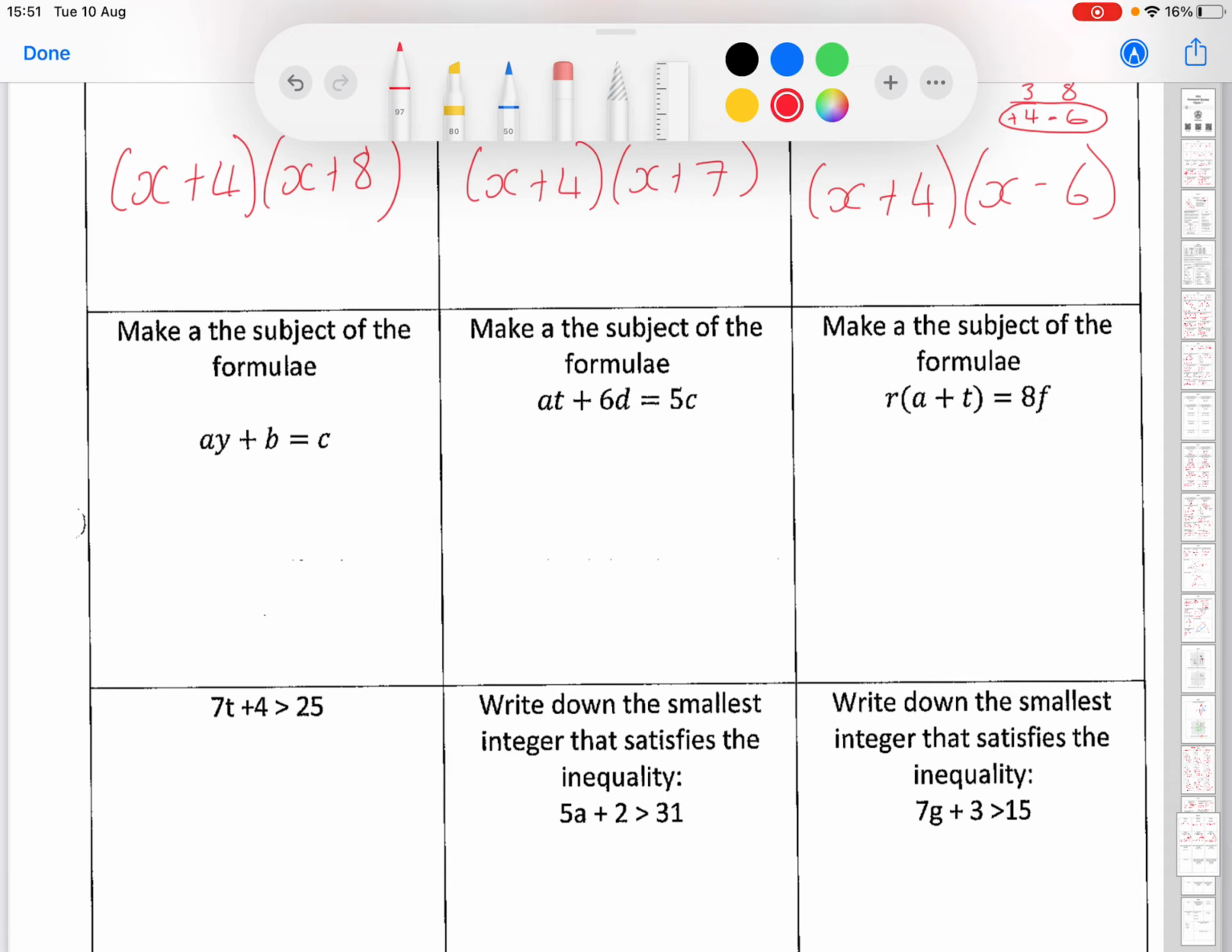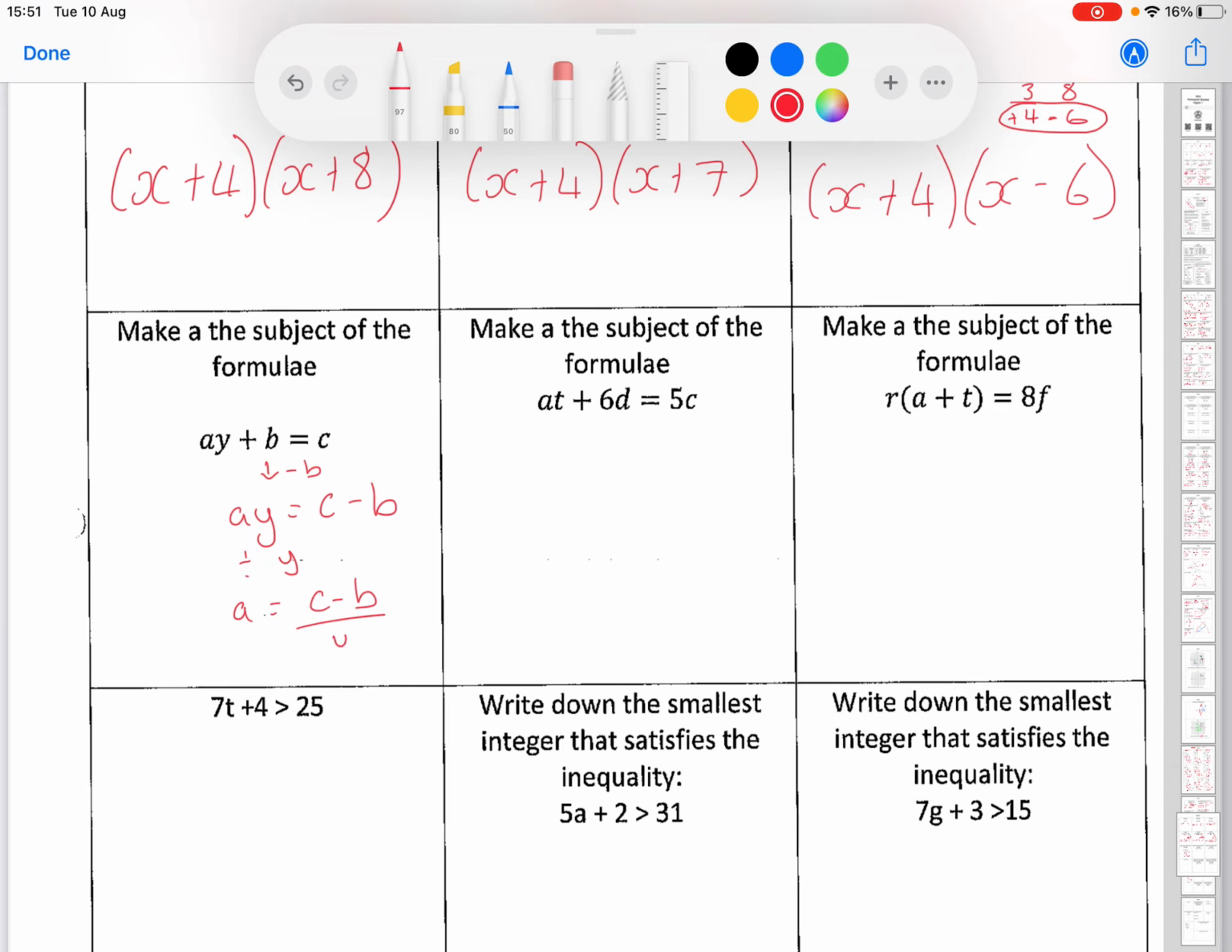Right, changing the subject. So we've got to make a the subject of the formula. So you want to get rid of things not attached to the a first. So the first thing I'm going to do is I'm going to take away b. So I've got 8y. If I take away b from both sides, I'll have c minus b on this side.